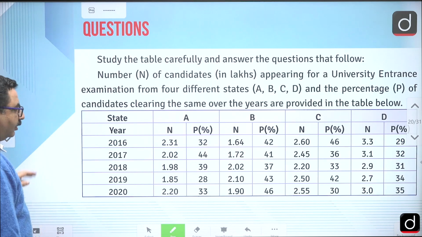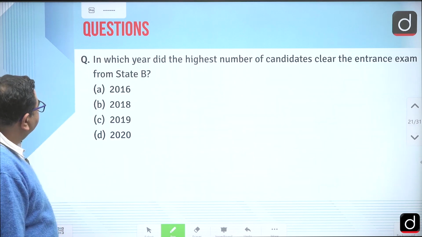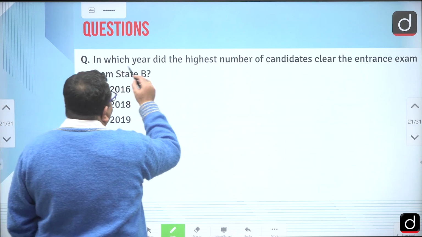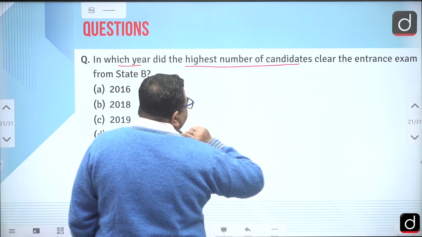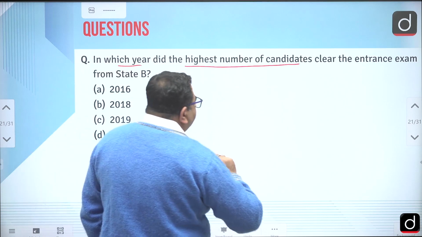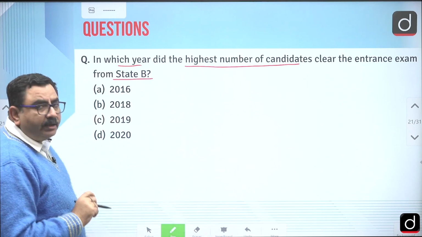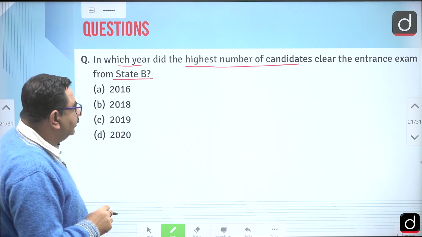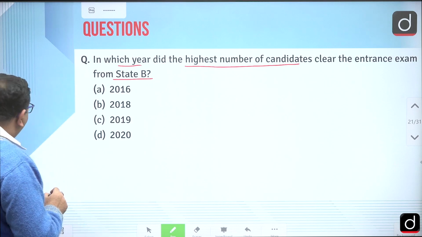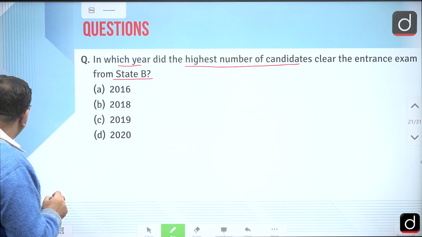Okay, here again the table is the same, the data is the same. The question is, in which year did the highest number of candidates clear the entrance exam from state B? So from state B, in which year did the highest number of candidates clear the exam? So let's move to the table again. For state B, in which year?